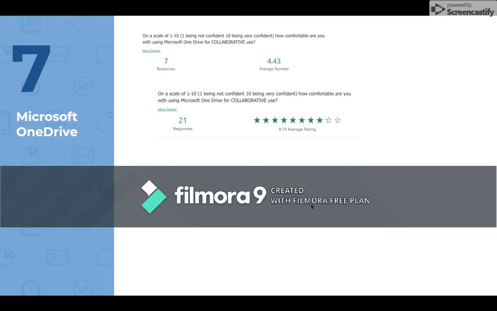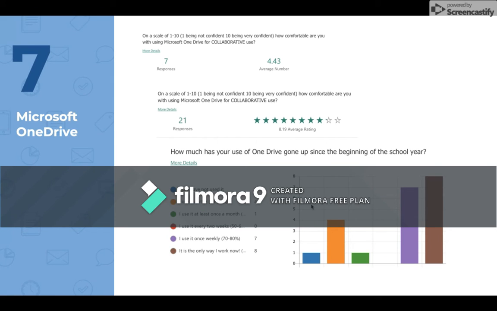After the workshop, that number increased by 38% of the staff using this particular tool collaboratively within their PLCs. By the end of the school year, out of all those surveyed, most of the teachers were able to say that they either used it at least once or it was the only way they worked now.